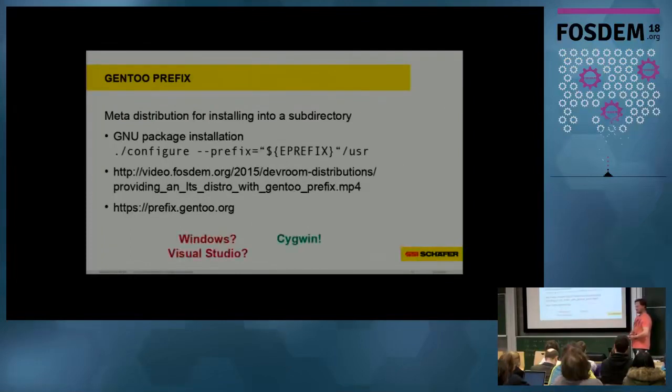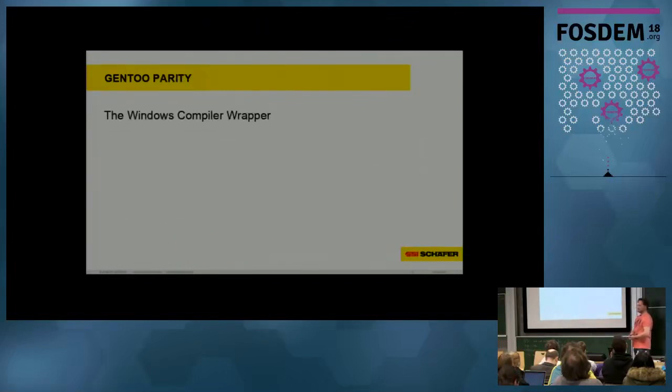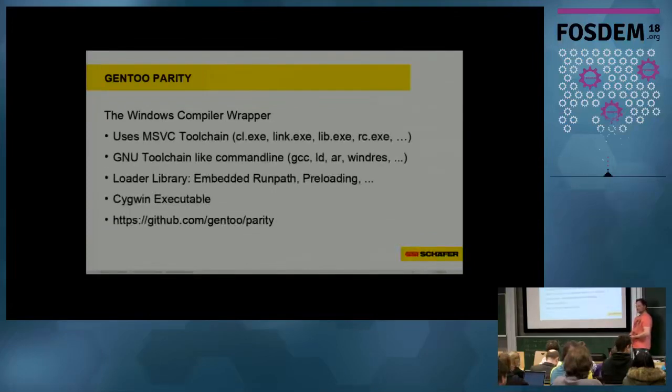But still, the question for Windows and Visual Studio. Okay, for Windows now we have Cygwin, but for Visual Studio there is something really new. There is Gentoo Parity. Gentoo Parity is a wrapper around the Visual Studio compiler command line. It does use the Visual Studio toolchain, the command line utilities CL, link, lib, and the like, while providing a GNU-like command line to the GNU build tools.